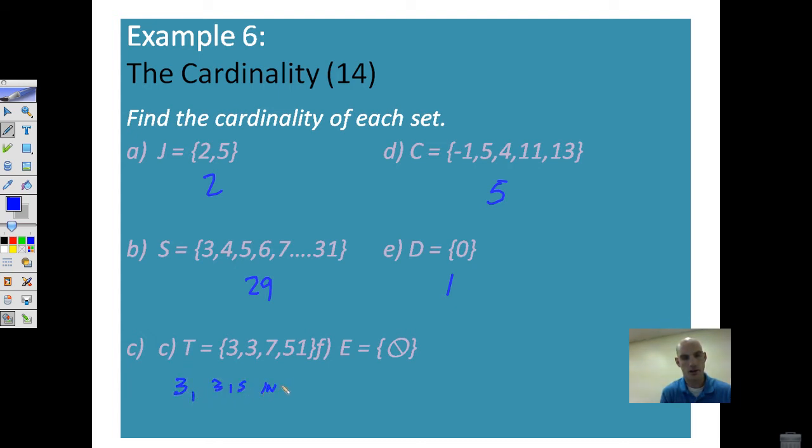3 is in there 2 times. So it's only distinct elements. So this has 3 in there twice. Well, the cardinality is only 3 because there's only 3 different numbers. There are no elements. So the cardinality of the empty set is 0. There are no elements in the empty set. It's empty.